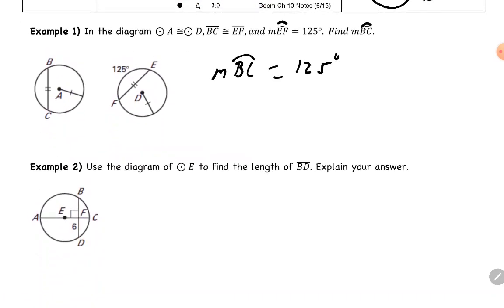Example 2, use the diagram of circle E to find the length of BD. So the line AC, the diameter, is perpendicular to BD. If it's perpendicular, that means it's split in half. So if FD is 6, then BF is also 6. That means BD is 6 plus 6, which is 12.